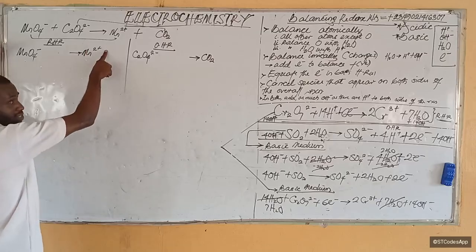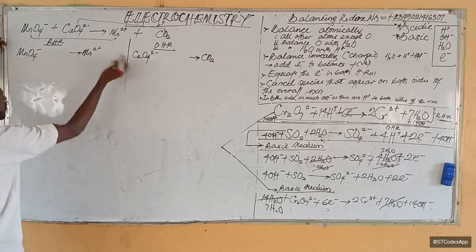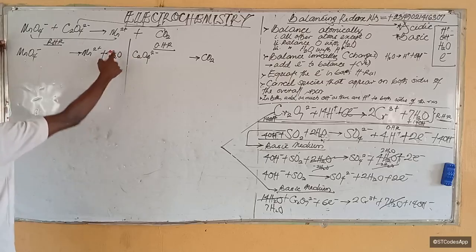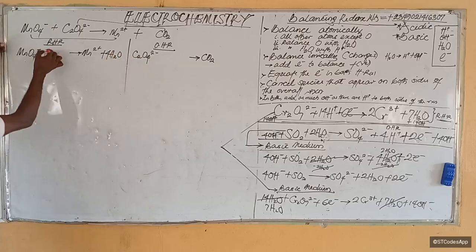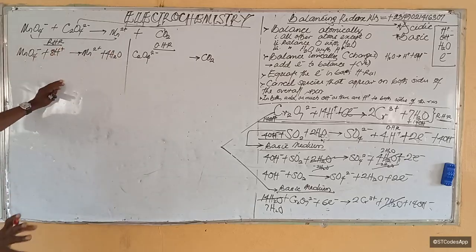So let's balance. Mn is 1, Mn is 1. Balance, not the charge. We are not touching the charge yet. How many oxygen do we have here? 4. How many water are we going to add here? 4 water, equal amount. By adding 4 water here, we already introduced 8 protons. So come and balance the 8 protons here. 8 plus. That is already balanced. You see how speedily I went down.